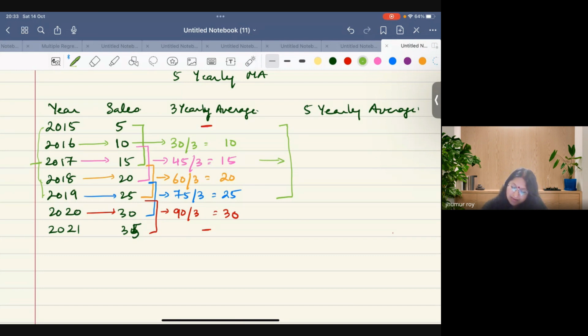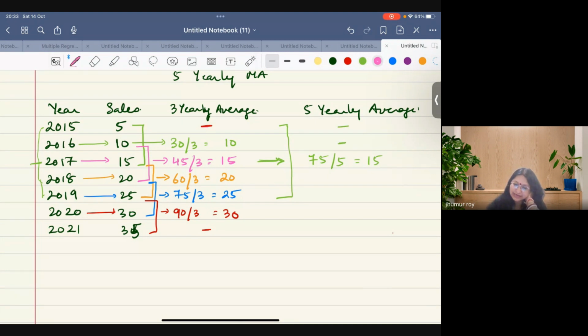So what is the sum total value? Please tell me for the first one. 75. It should be 5 plus 10 plus 15 plus 20 plus 25. Yeah, 75. So 75 divided by 5. So how much will it be? 15. Okay. So you'll find that in this case, the first two we will write as a dash.